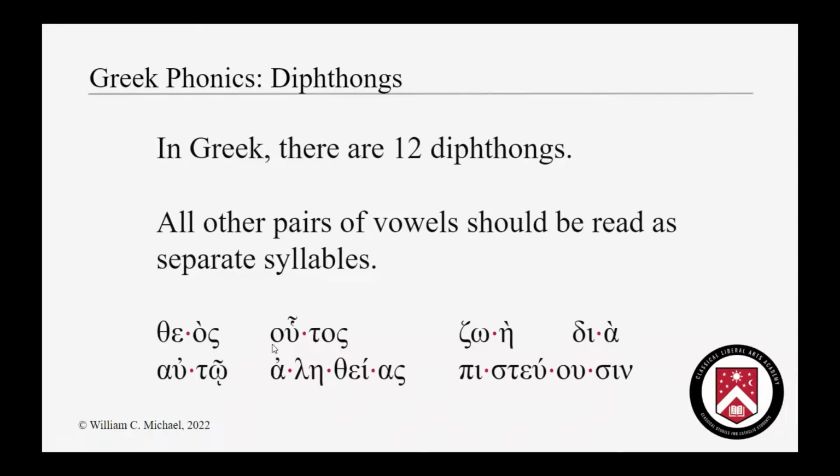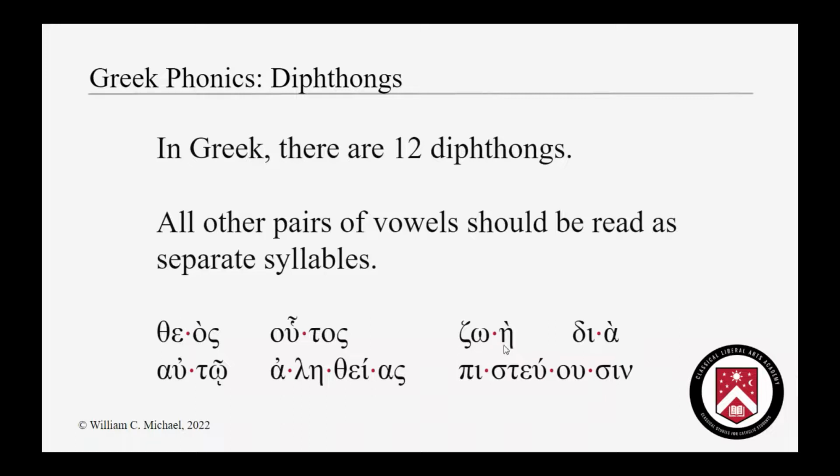In this second word, we see omicron upsilon, and that is a Greek diphthong. So they're kept together as a single syllable. You can see that rough breathing is added and a circumflex accent. So we would read this as hu, and the second syllable as tos. This word is read hu-tos. 2 syllables, even though there are 3 vowels, because these 2 vowels are a Greek diphthong, and they're kept together as 1 syllable.